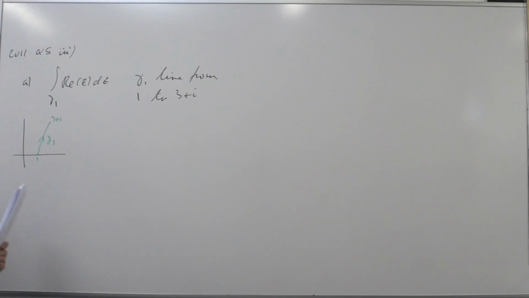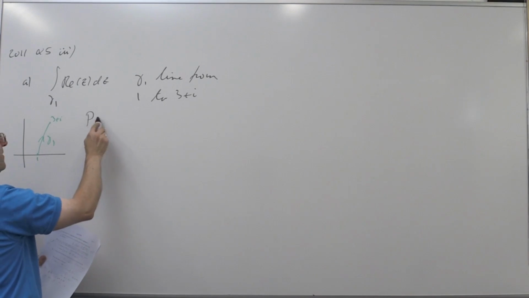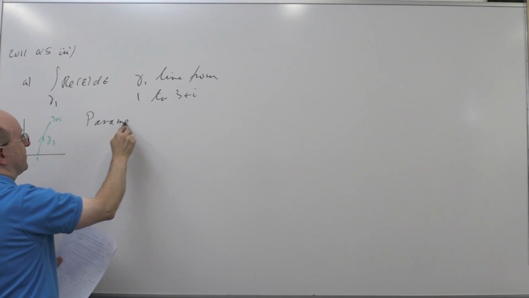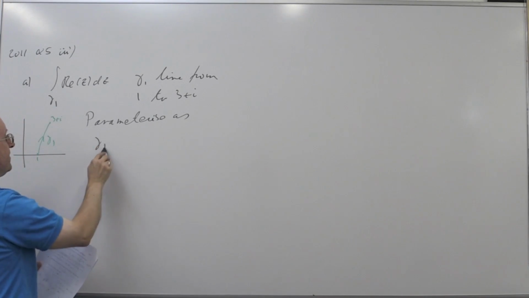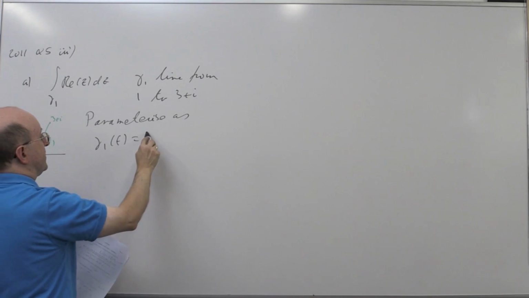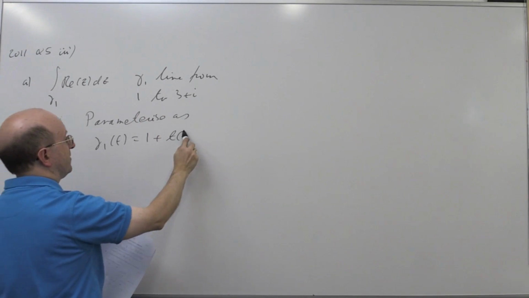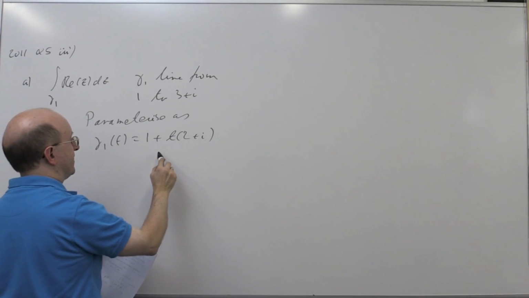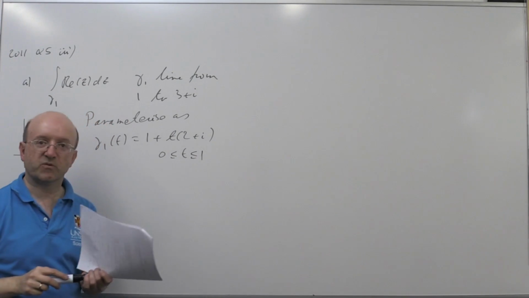That's our contour, gamma 1. Parameterize it as gamma 1 of t is going to be 1 plus t times, well, the difference between 3 minus i and 1, which is 2 minus i, for t between 0 and 1.